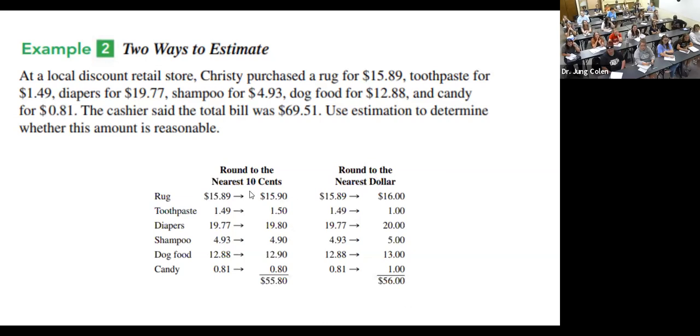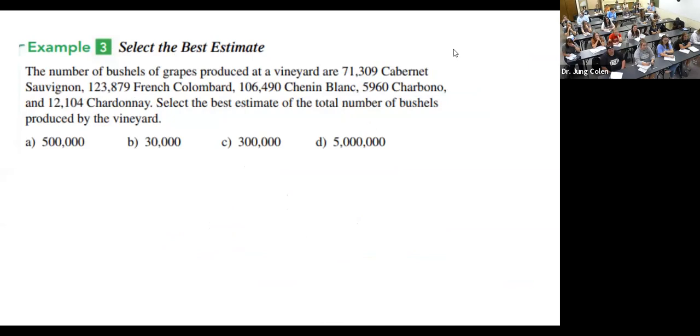Nearest dollar or nearest 10 cents? That's right. If we go closer to the smaller digit to the right in the number, the place value, we go closer to the actual value. A little bit more complicated with this one though, but it was more precise. Okay, good job. Here's another one.